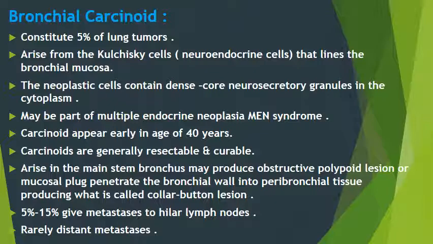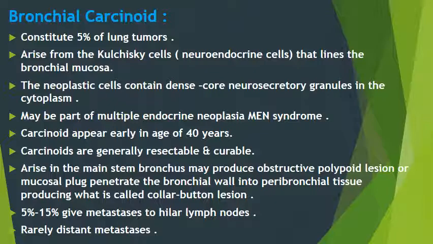We are now coming to a certain type of tumor that might develop and occur in the lung, which is bronchial carcinoid. Actually, the carcinoid is a tumor that might occur or develop in any organ of the body, especially the organs that contain or arise from neuroendocrine cells, or Kulchitsky cells. Here, bronchial carcinoid constitutes 5% of lung tumors.